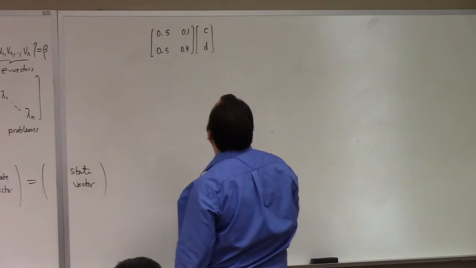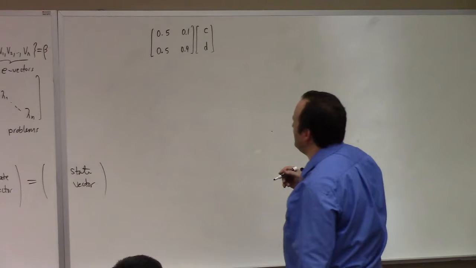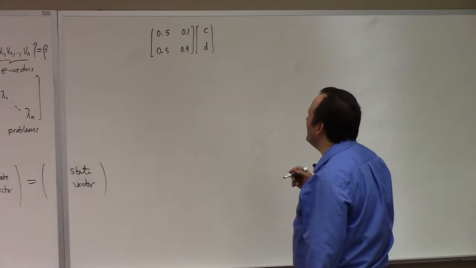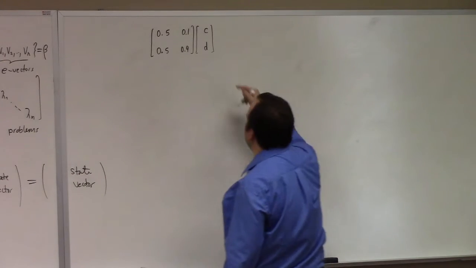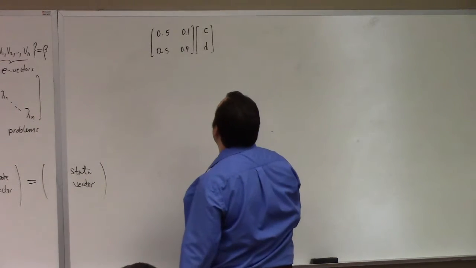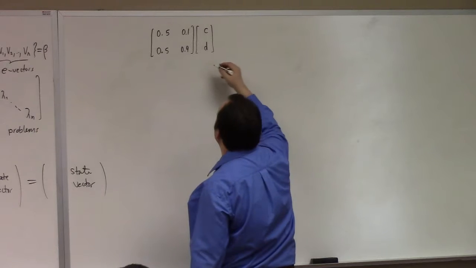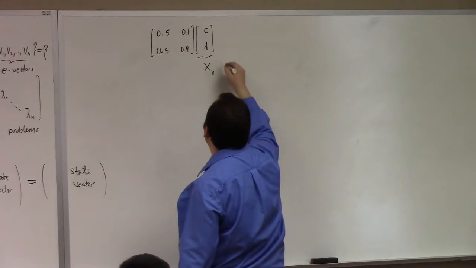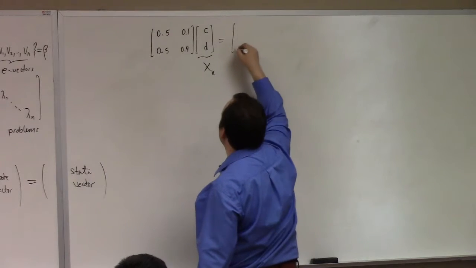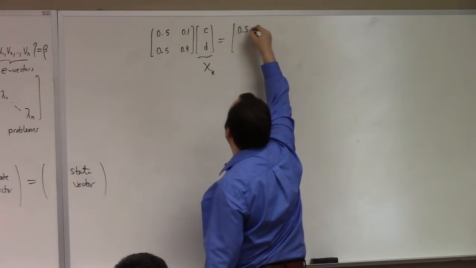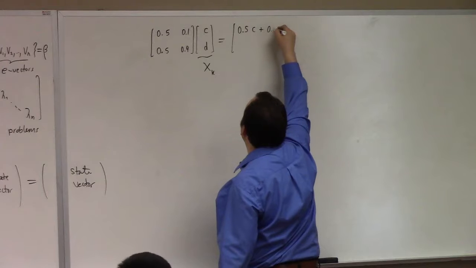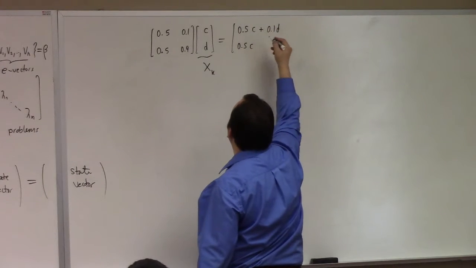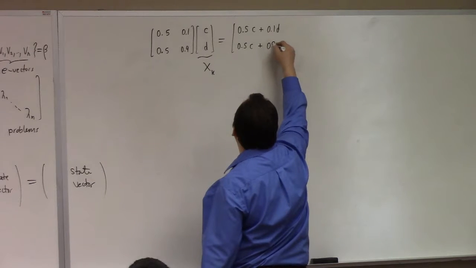Okay, there's some sort of virus, and sometimes children become dogs, but then sometimes they can be cured. So I'm going to say C is the number of children, D is the number of dogs, and this is state x_k, and this would be 0.5 C plus 0.1 D, and this would be 0.5 C plus 0.9 D. I should come up with a less weird example.